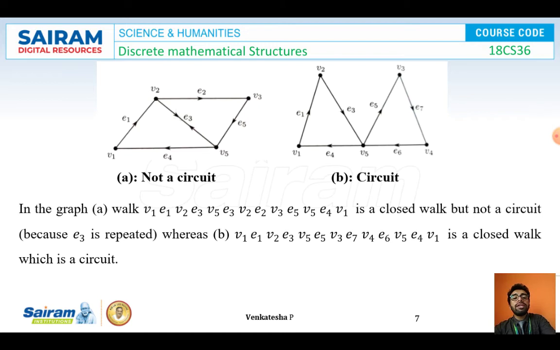But in figure B, v1 e1 v2 e3 v5 e5 v3 e7 v4 e6 v5 e4 v1 is a closed walk and no edge is repeating here, so it is a circuit.